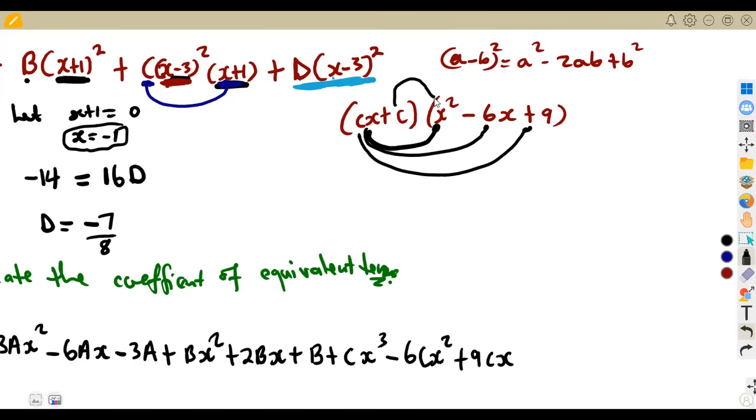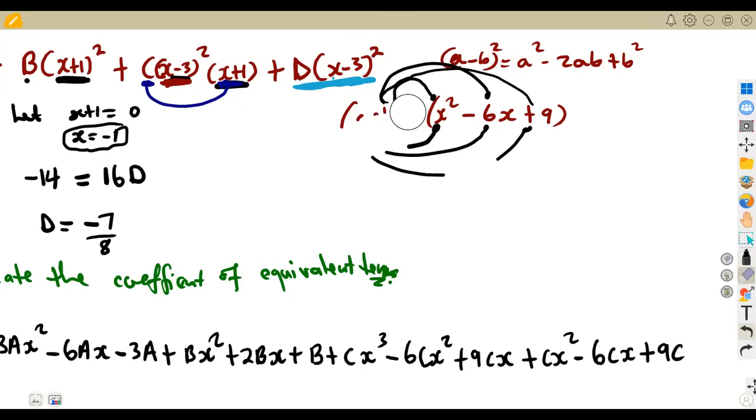c multiplies x squared, so it's going to be plus cx squared. c multiplies minus 6x, so it's going to be minus 6cx. c multiplies 9, so that will be plus 9c. Okay, so we are done with the expansion of the c. We move on to d.